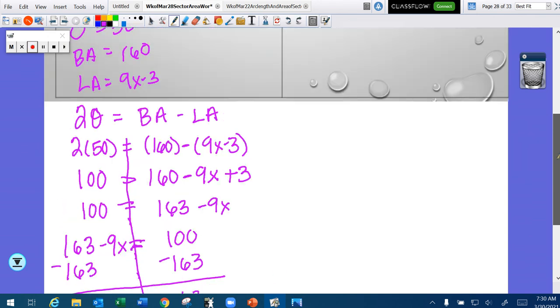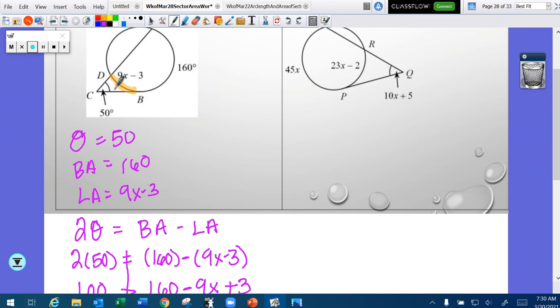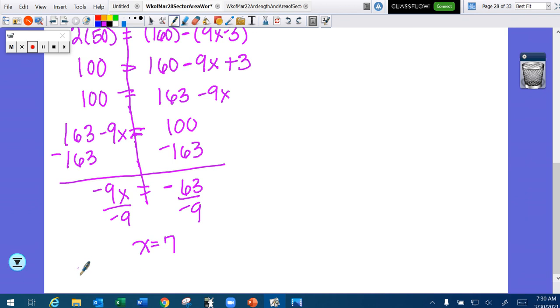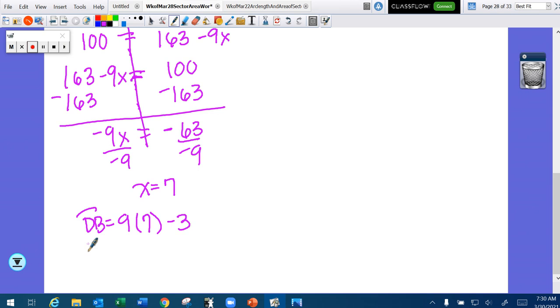But the question asks me to solve for arc DB. Okay, so in order to solve for arc DB, it equals 9 times 7 minus 3. So here, arc DB would equal 63 minus 3. Oops. Hold on. Arc DB equals 63 minus 3. So arc DB is equal to 60 degrees.